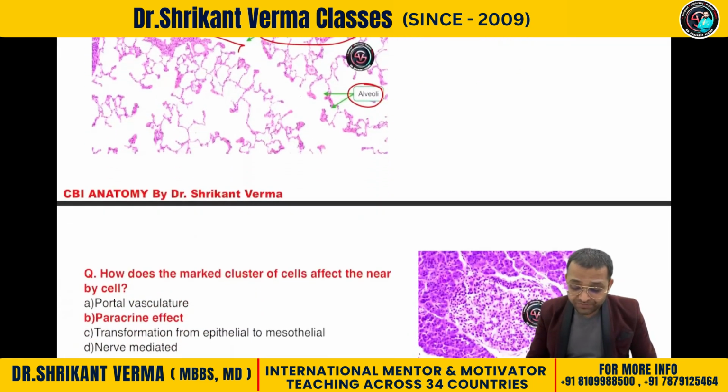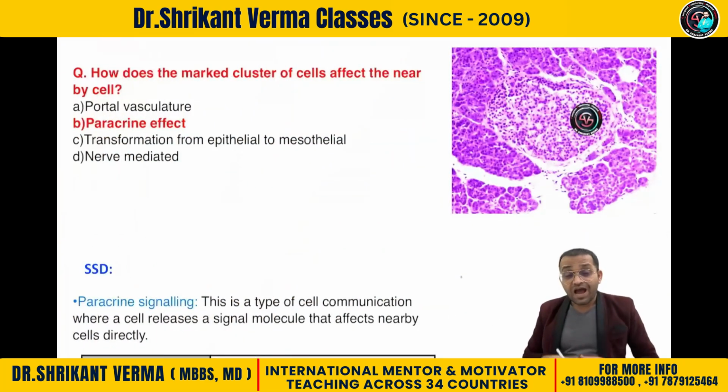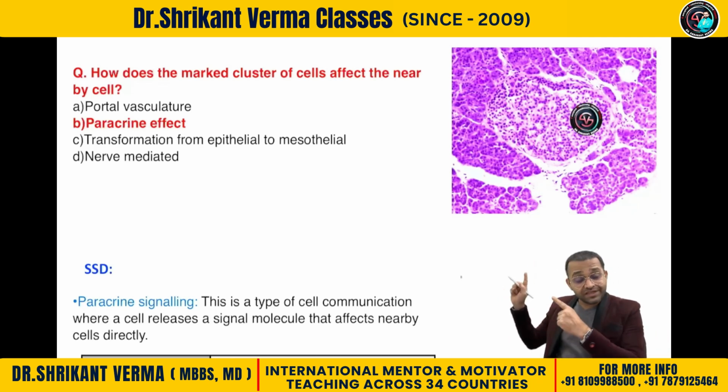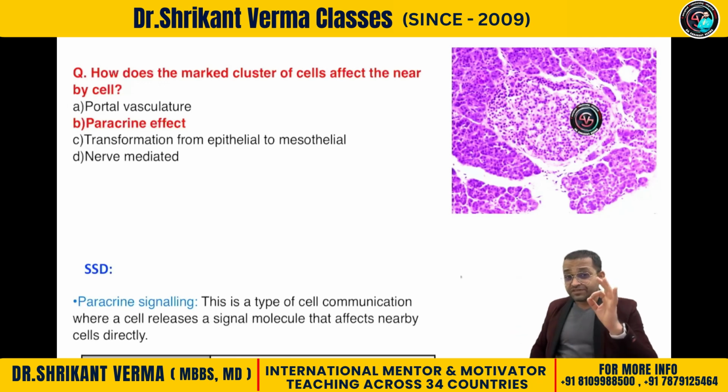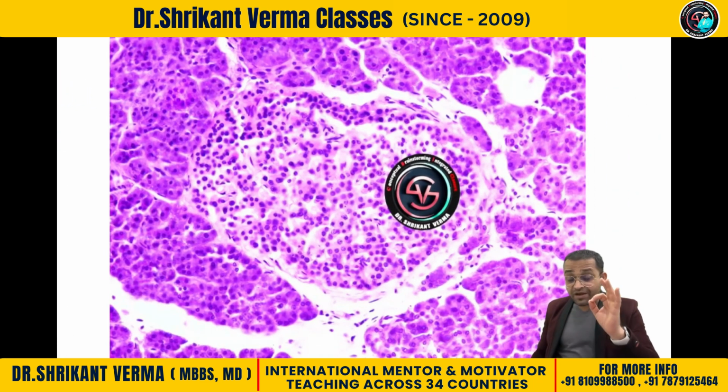Now come to the next, our question over the histology. Here I want to make one correction: they asked two questions from histology and no question from embryology. So what was the second question in INICET May 2025? How does the marked cluster of cells affect nearby cells? They are giving a histology image. Yes, this question had been asked earlier in our NEET PG exam.